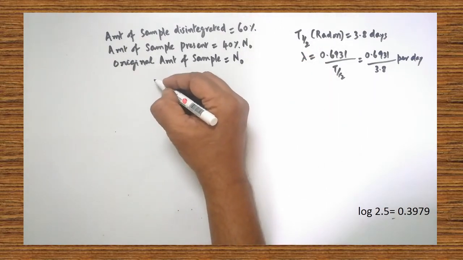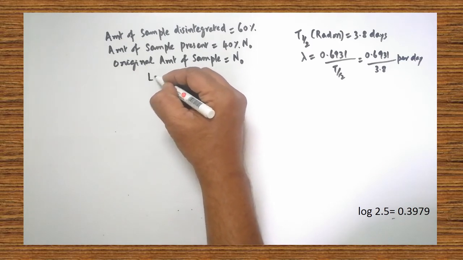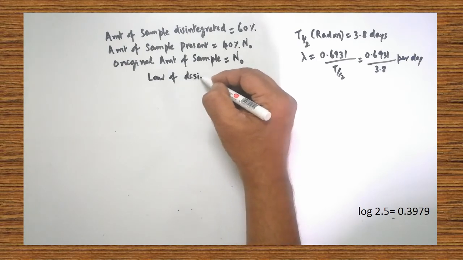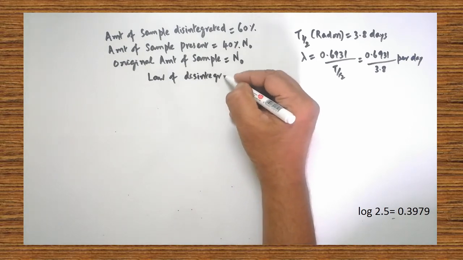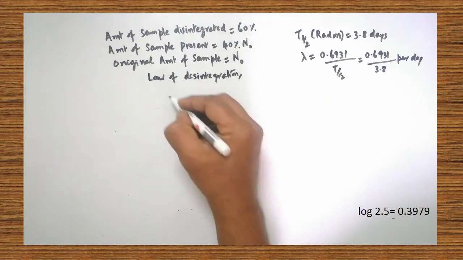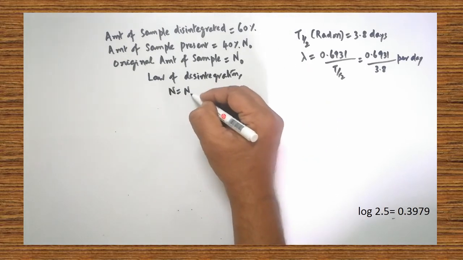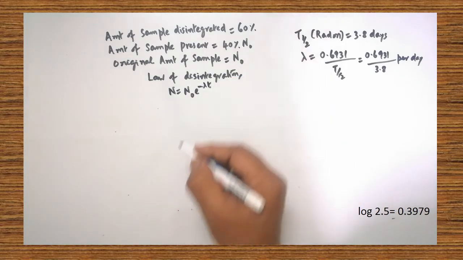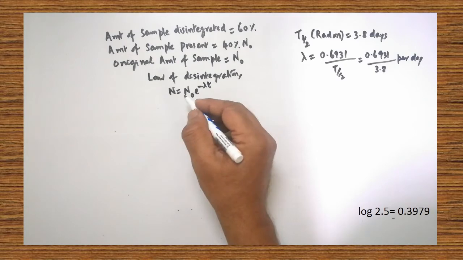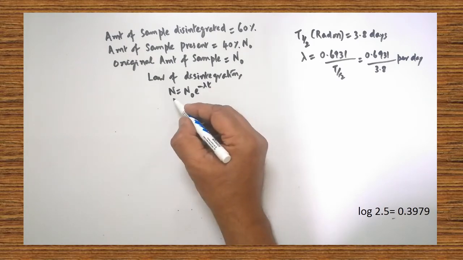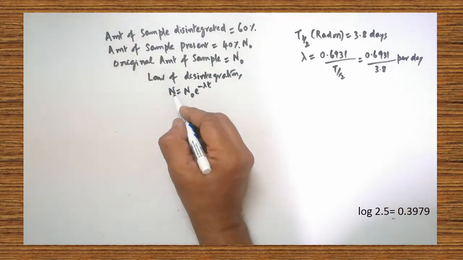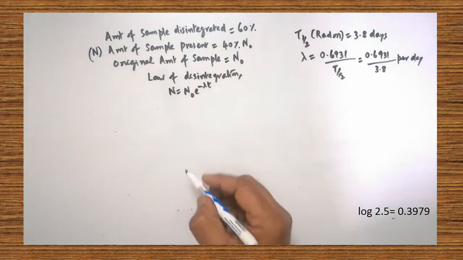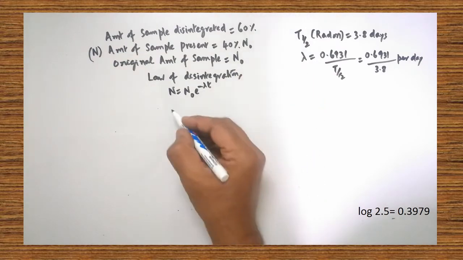We know the law of radioactivity. According to the law of disintegration, what is the formula? The very fundamental formula is N is equal to N naught e power of minus lambda t. So here N by N naught must be written. N naught is known. Are you clear? This is to be taken as N, so instead of N, substitute this.